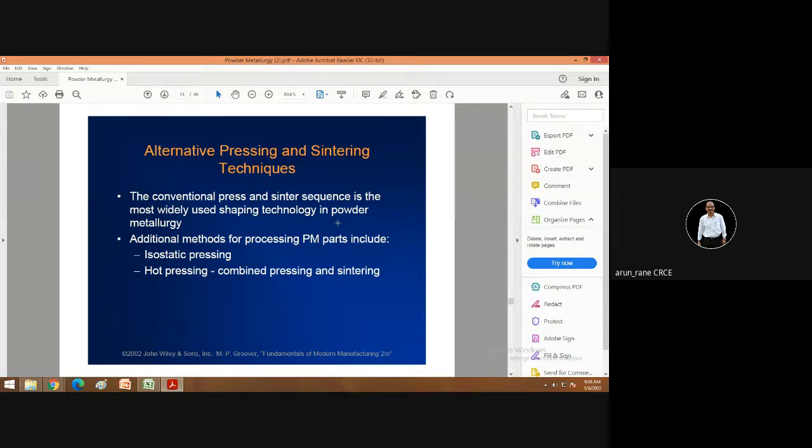Here are some alternative pressing and sintering techniques. So these are the additional methods: isostatic pressing, hot pressing.